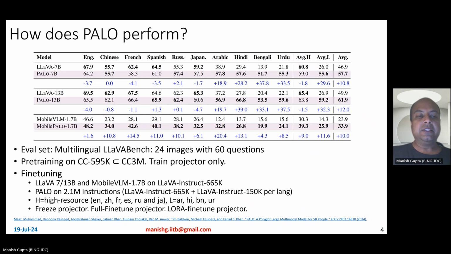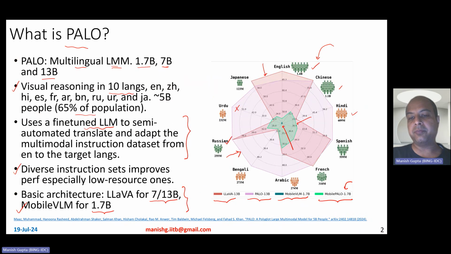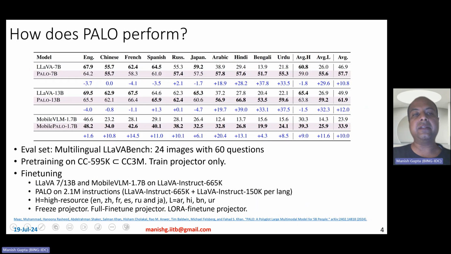Okay. So that's that. So now how does PALO perform? They compare PALO with the LLaVA model. Of course, we already know that PALO performs really well compared to LLaVA, but here are more detailed results. So as you see, PALO versus LLaVA, 7 billion checkpoint. If you look at the average across all languages, PALO gives you a 10.8 point improvement. Even at the 13 billion level, it gives you such a large improvement.